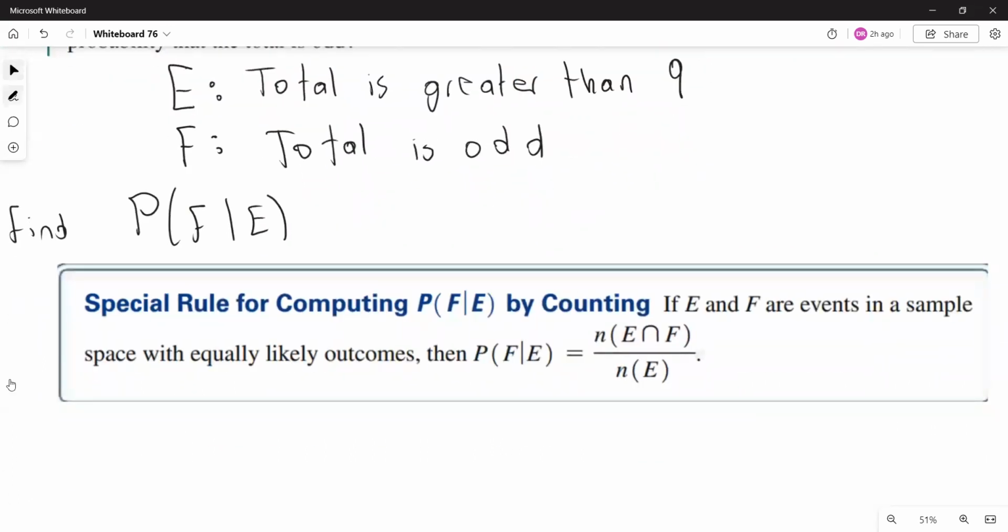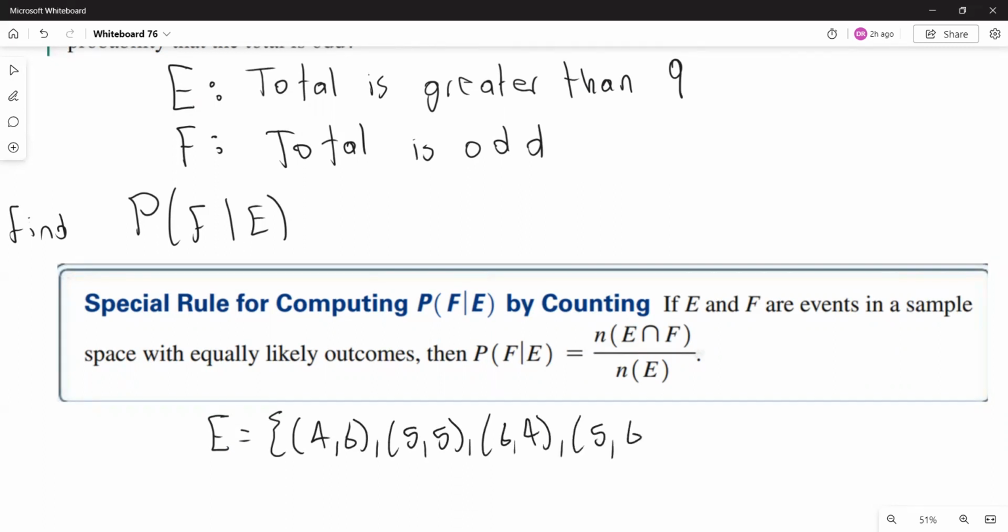So let's start with event E. How can you roll a number greater than 9? That is 10, 11, or 12. You can do it in the following ways. There are 3 ways to roll a 10, 2 ways to roll 11, and 1 way to roll a 12.